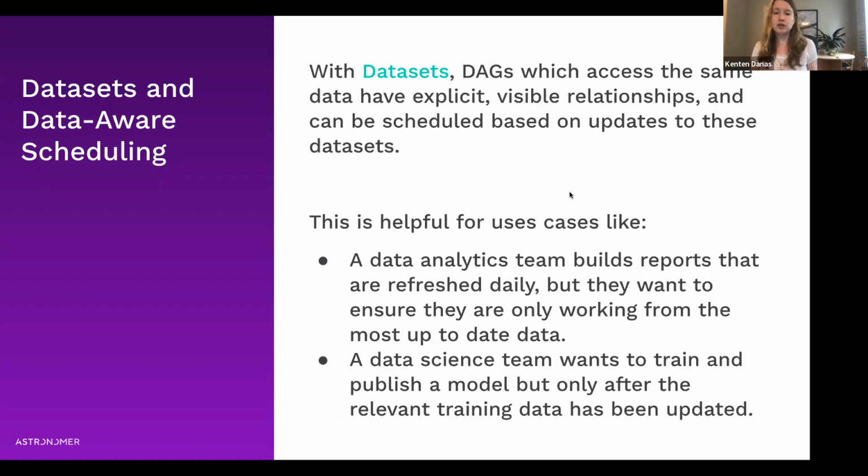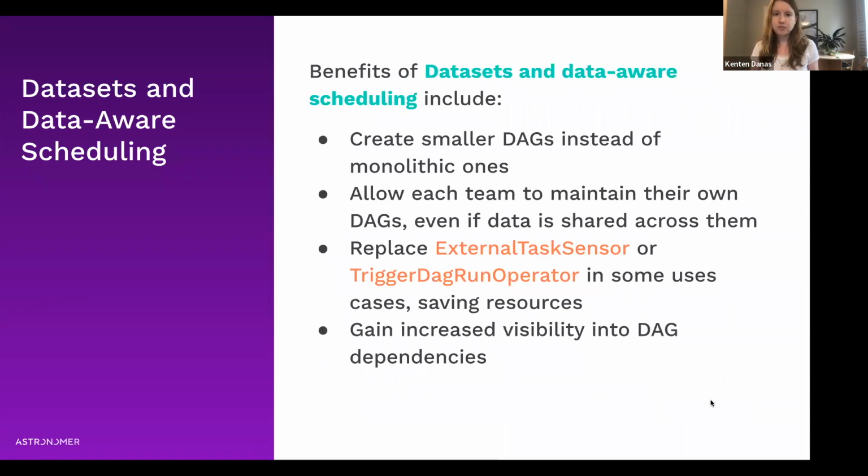So this is going to be helpful for use cases like, you can imagine, if a data analytics team builds reports that are refreshed daily, but they want to ensure they're only working on the most up-to-date data. If another DAG is actually producing that data, say you want to run all of your jobs only when those DAGs have completed, you can use datasets for that. Another one that I have a demo DAG of today is a data science team wants to train and publish a model, but obviously only after the relevant training data has actually been updated. This is a way of making your DAGs more event driven and have more visible relationships between them.